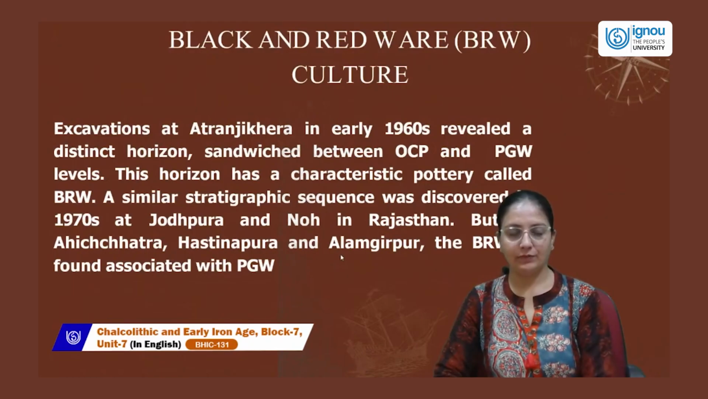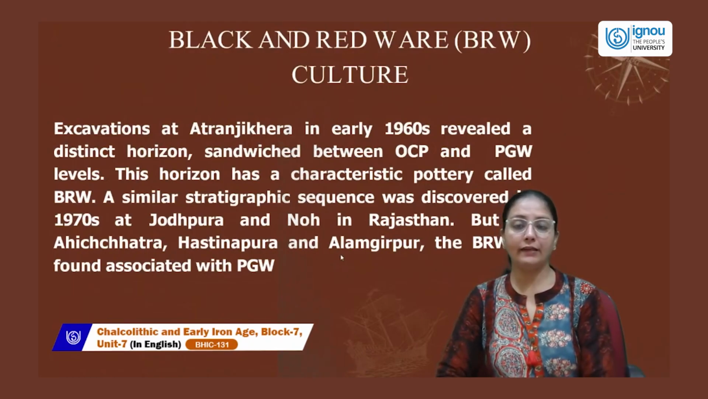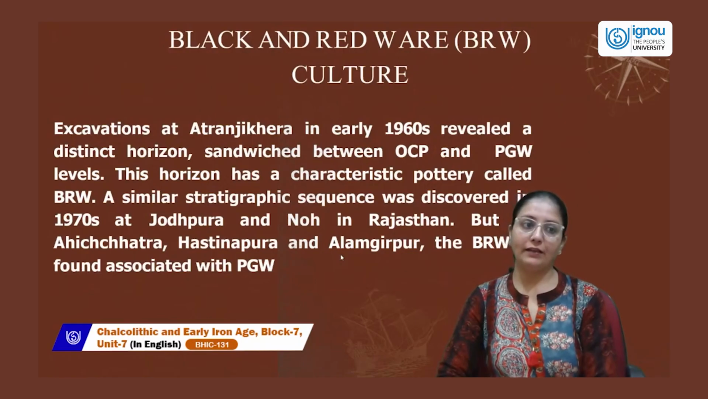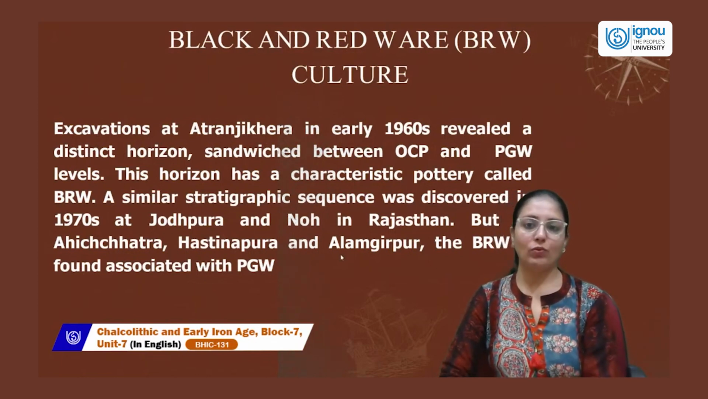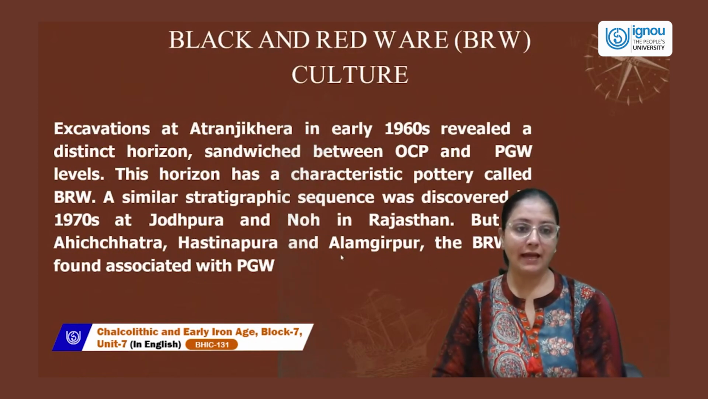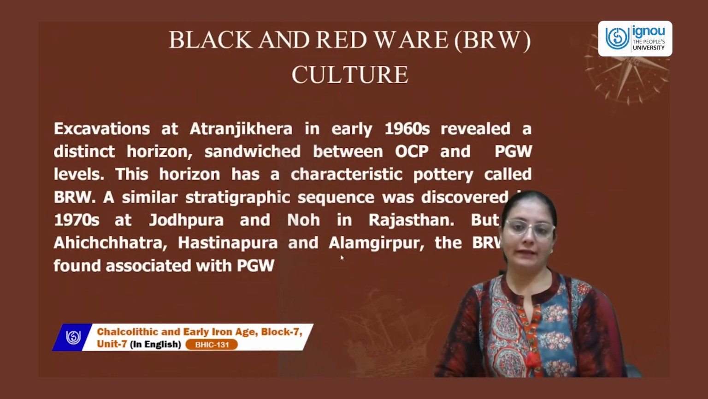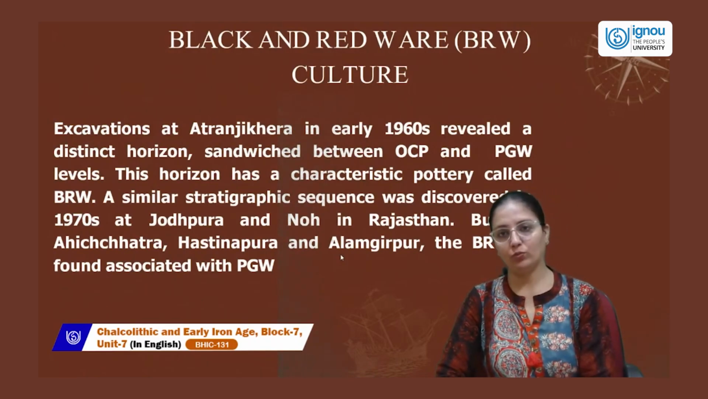Excavation at Atranjikhera in the early 1960s revealed a distinct horizon sandwiched between OCP and PGW levels. This horizon has a characteristic pottery called BRW. A similar stratigraphic sequence was discovered in the 1970s at Jodhpura in Rajasthan. But at Ahichchhatra, Hastinapur and Alamgirpur, the BRW is found associated with PGW.